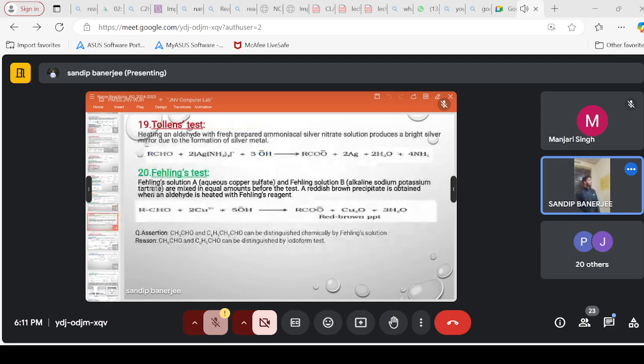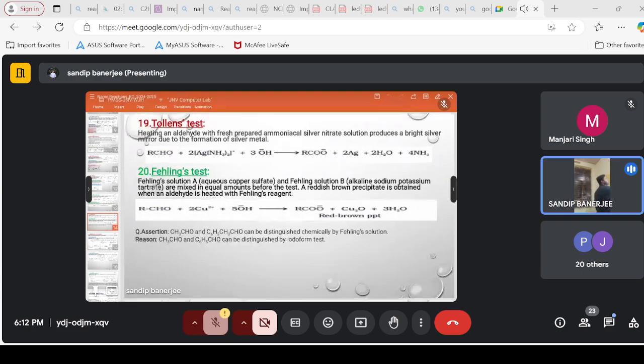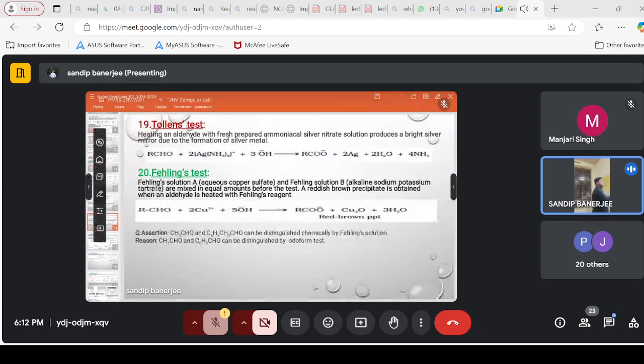Well, now next, Tollens and Fehling's tests. I am not discussing them in detail because everybody did this test. I will just explain the Tollens test and why it is basically used.